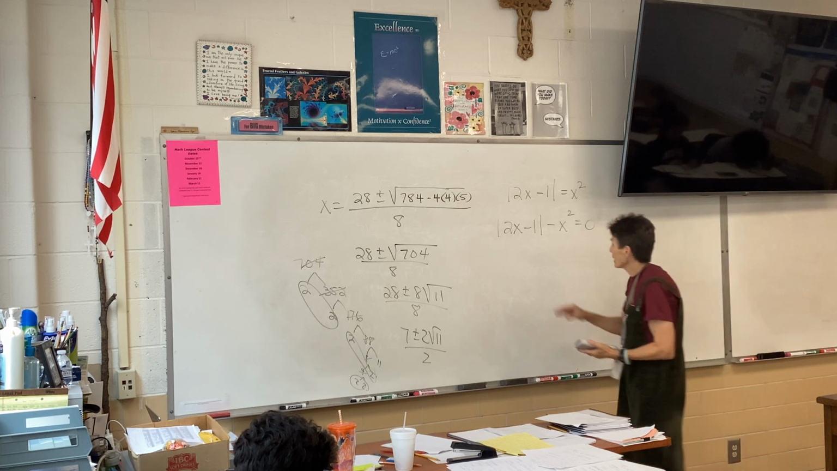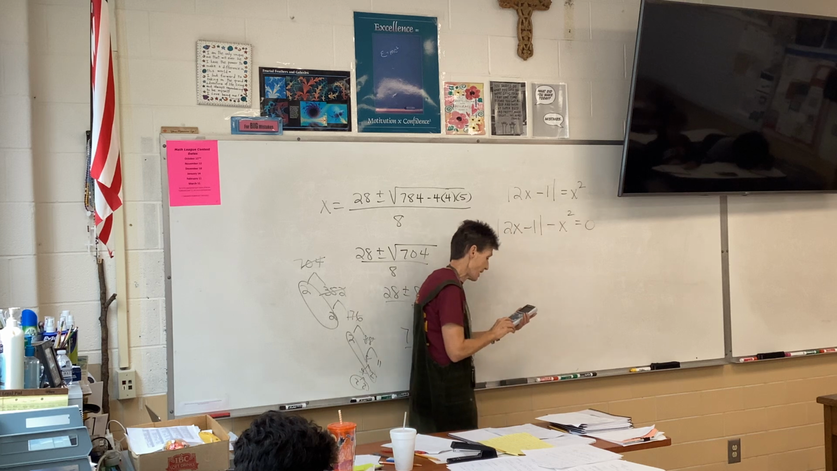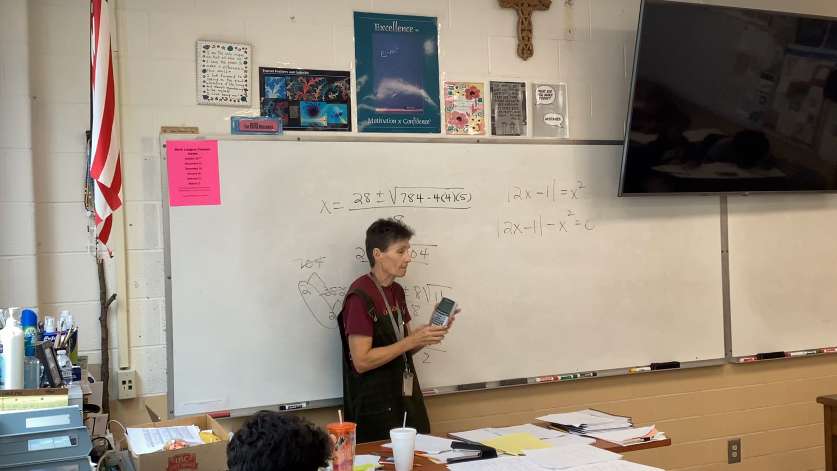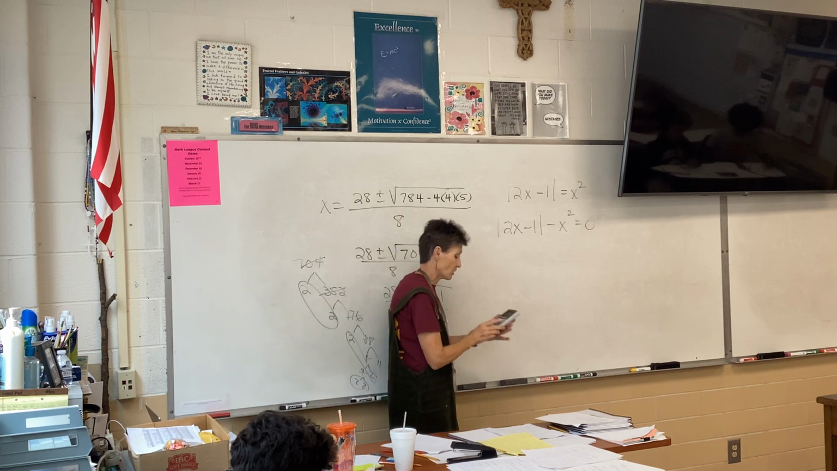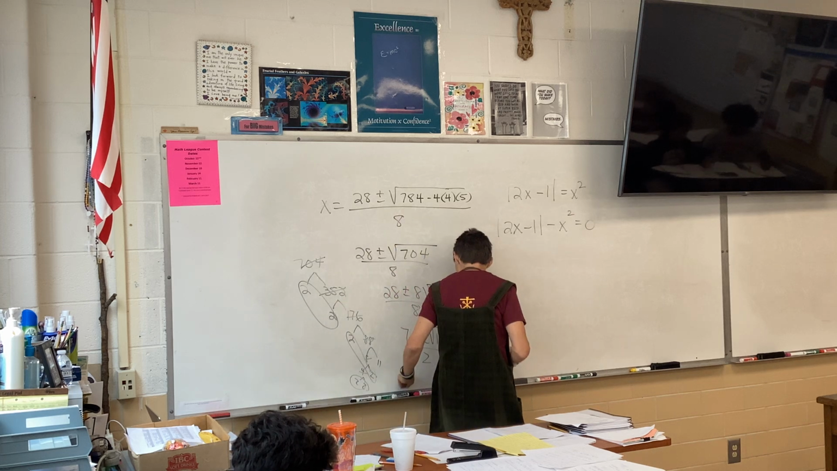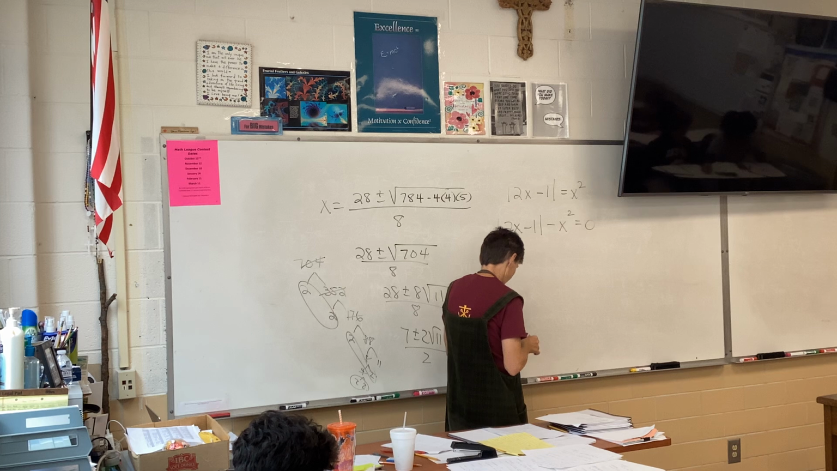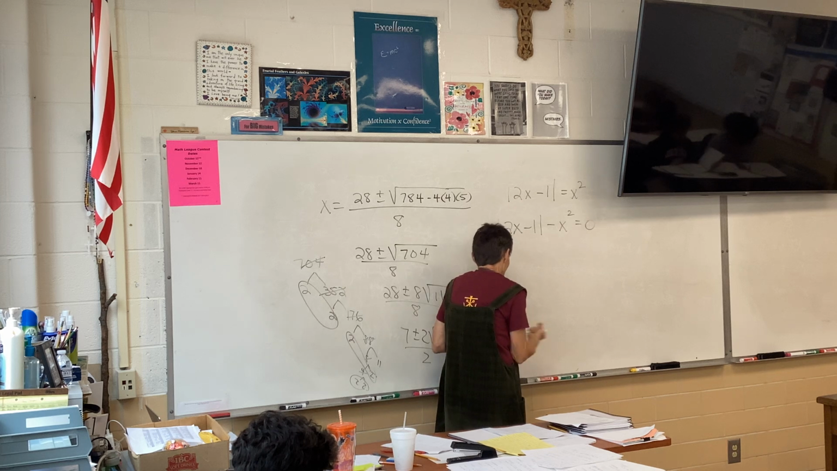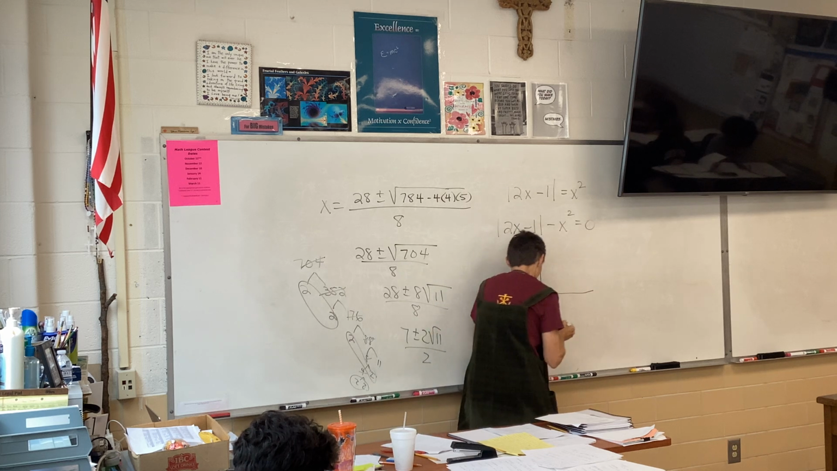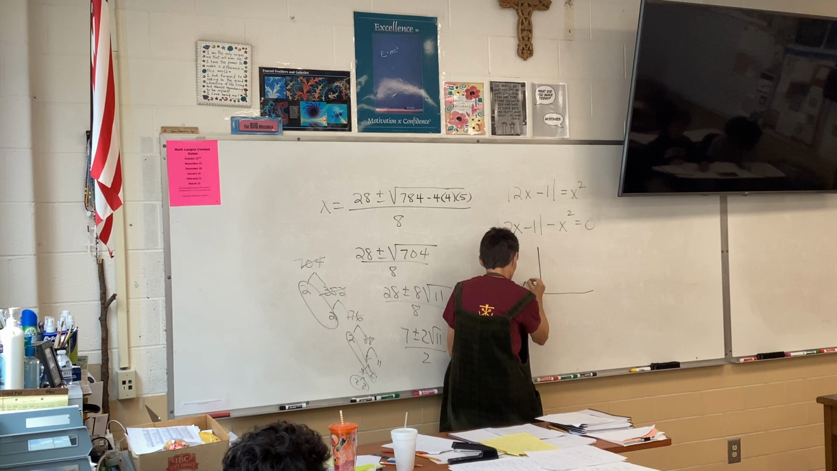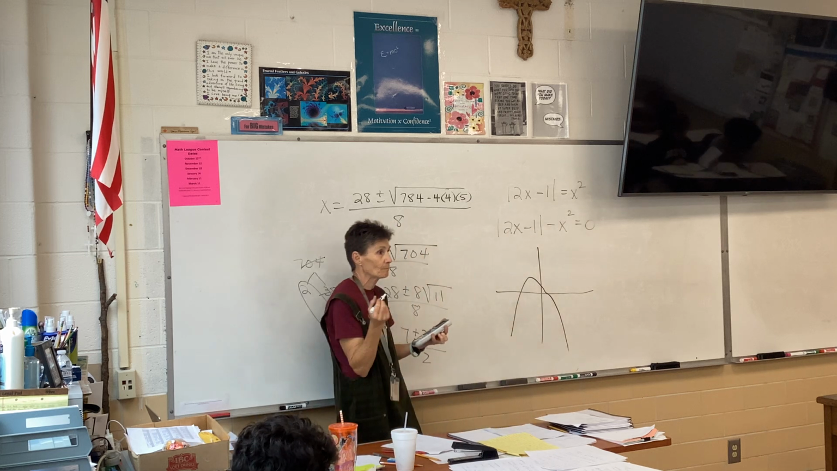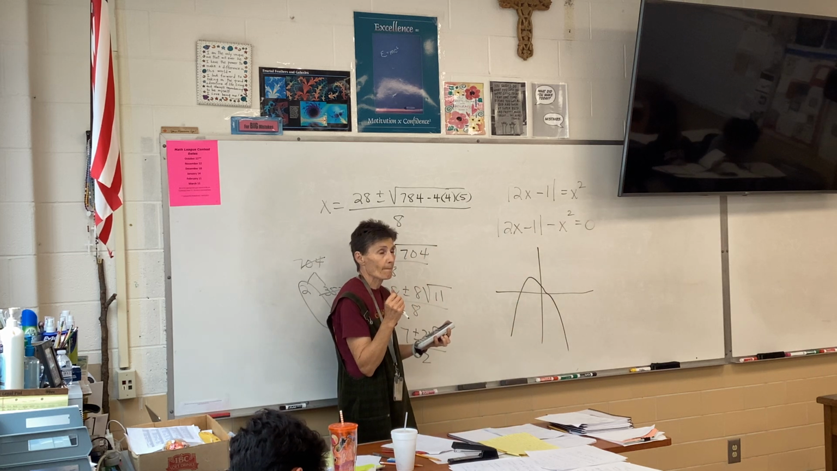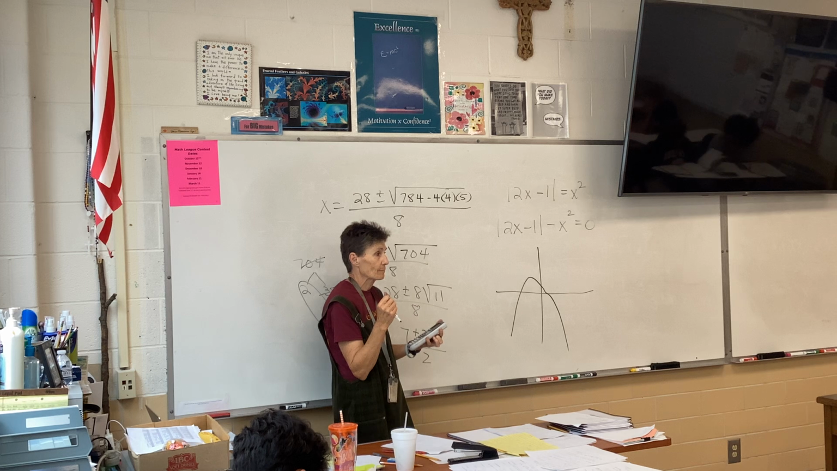All right. So I got this minus x squared. And I'm going to hit graph, and I have no idea what it's gonna look like. Mine looks like this. Does yours look something like that? Yeah. Close enough.